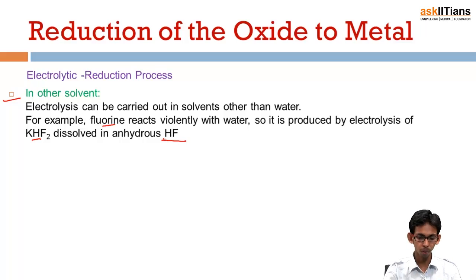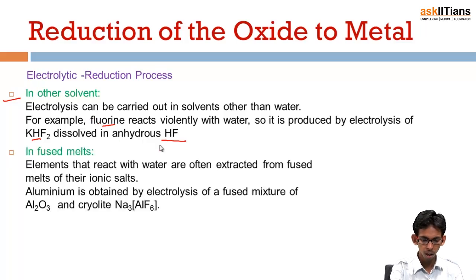Just like in this case, fluorine is formed by electrolysis of KHF2, but the fluorine formed is highly reactive with water. It reacts violently with water, so we cannot take water, we take hydrogen fluoride for this purpose. Or apart from any solvent, we can use the fused metal itself. Elements that react with water are often extracted from fused melts of their ionic salts, as I have just discussed before this.